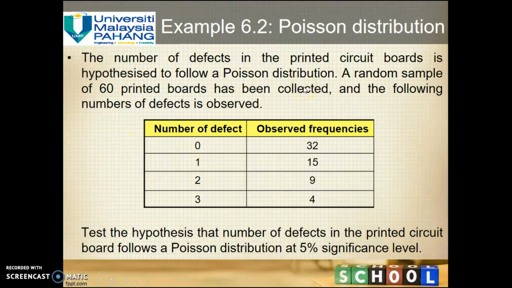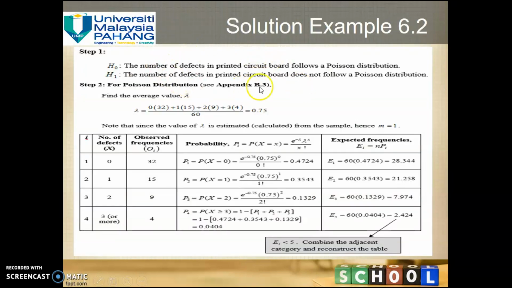The solution here, before this, we asked you to calculate the probability. That's why you needed the lambda. That's why we had to calculate the lambda. But now the probability is given in your question, so there is no use for us to calculate the lambda. You just skip this step. We go to the expected frequency.